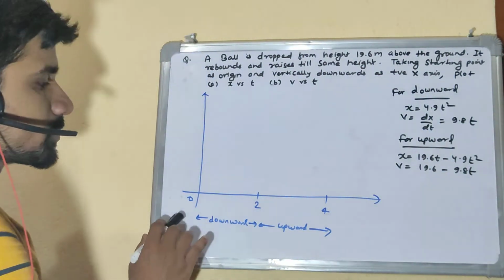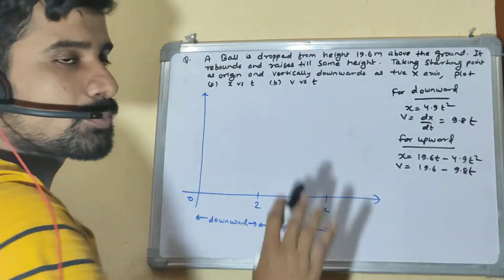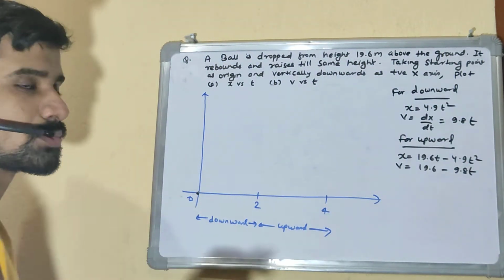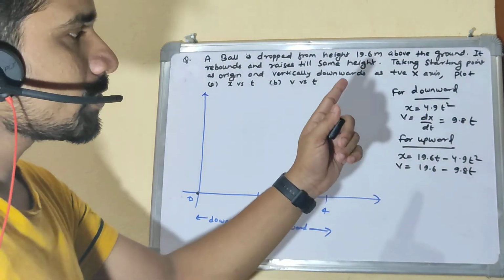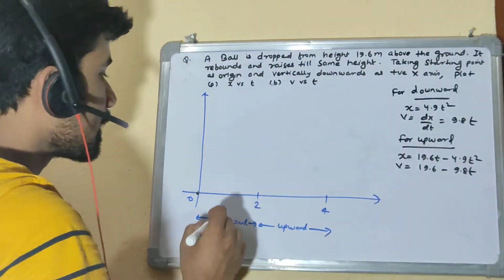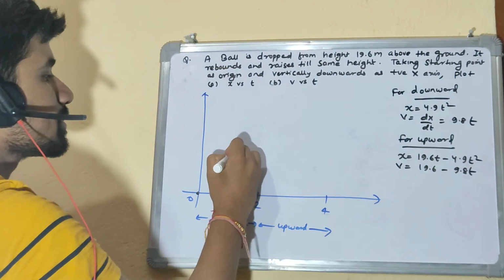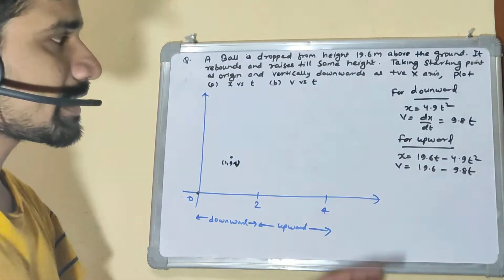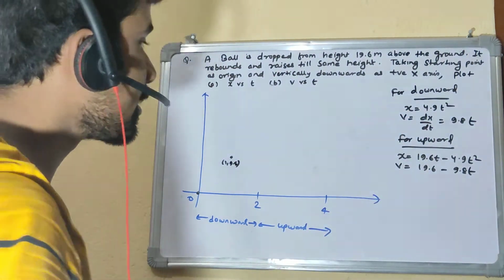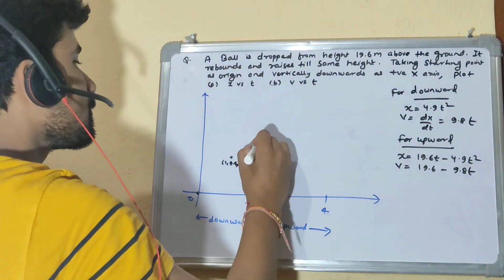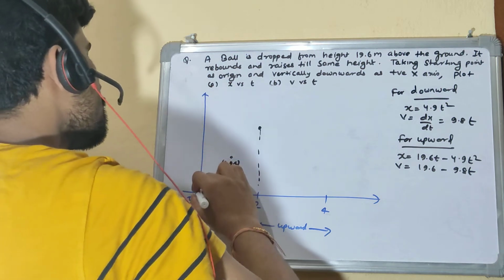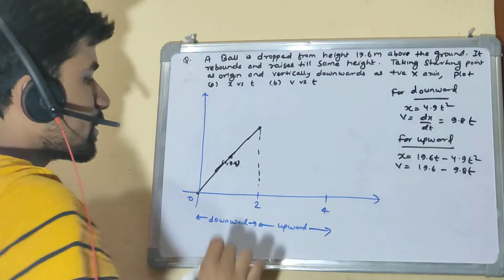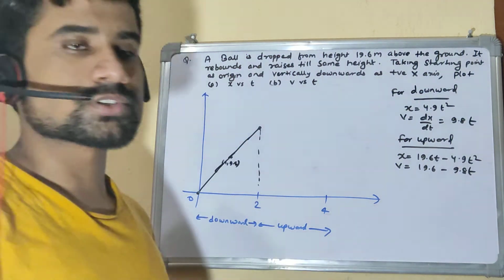So if I plot from 0 to 2, which is v equal to 9.8 t, you see at t equal to 0, v will be 0, right? At t equal to 1, v will be 9.8, let's say somewhere over here, 1 comma 9.8. At time equal to 2, v will be what? It will be 19.6, so somewhere over here. If you join all this, since it is linear, this will be a straight line, and this is how it looks for the downward motion, right?